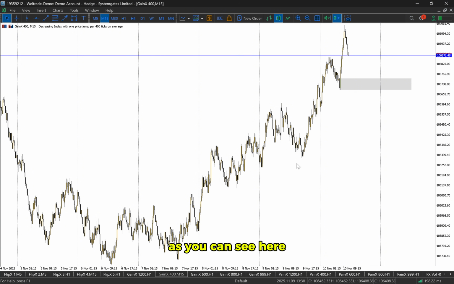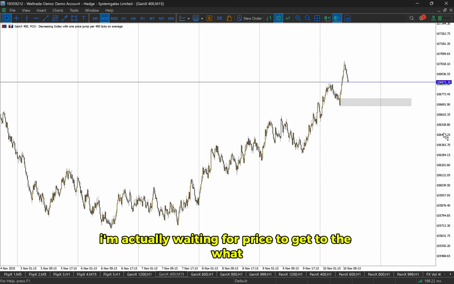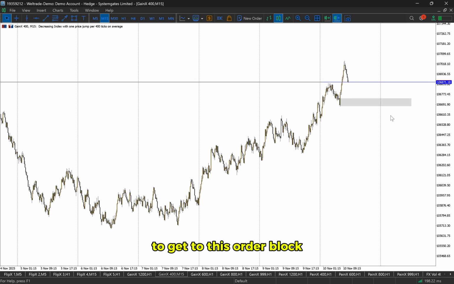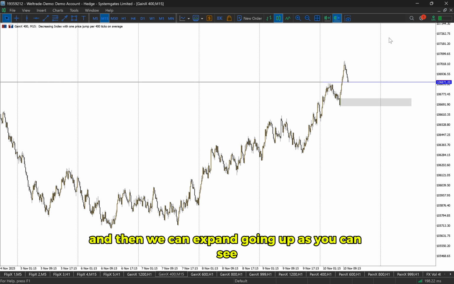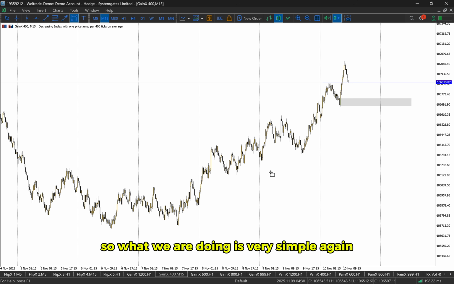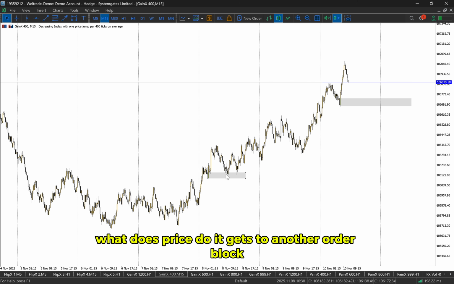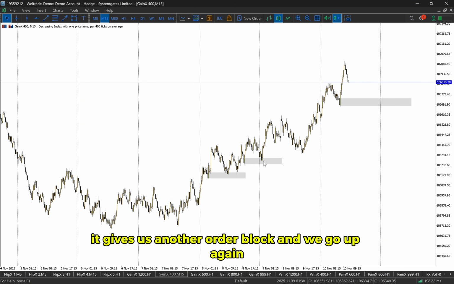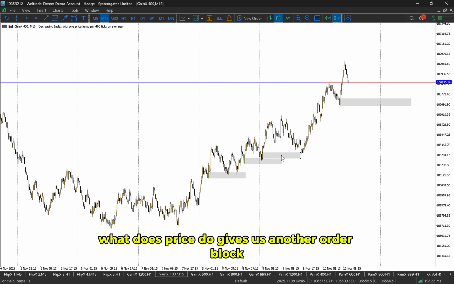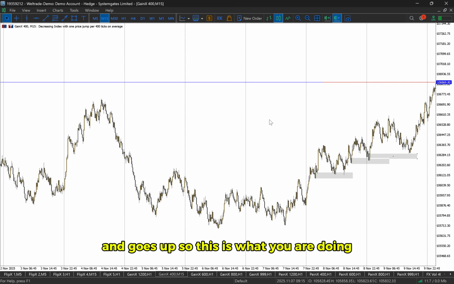And this gain 400, as you can see here, I'm actually waiting for price to get to this order block, and then we can expand going up. So what we are doing is very simple. Again, we are just marking the order blocks. This is your order block, right? Price gets to another order block, it gives us another order block, and we go up again. Price gives us another order block, and look at that. Price just comes, retests, and goes up. So this is what you are doing.